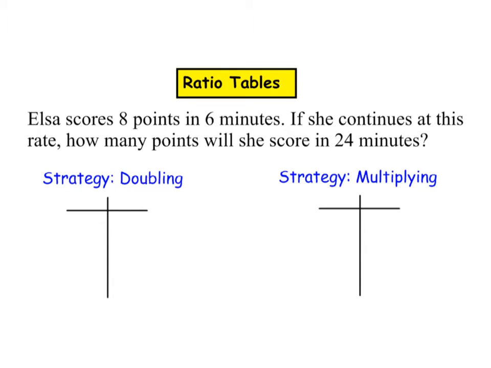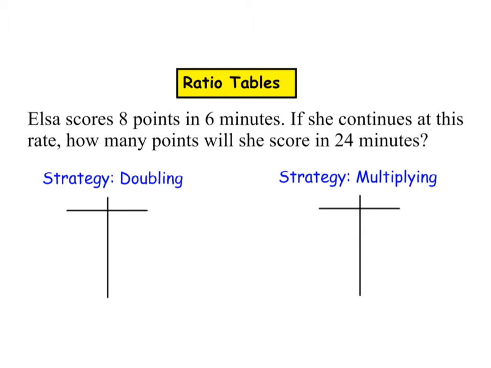In this video, we're going to explore ratio table strategies through problem solving. So let's start by reading the first problem. Elsa scores 8 points in 6 minutes. If she continues at this rate, how many points will she score in 24 minutes? So the first strategy we're going to explore is doubling.